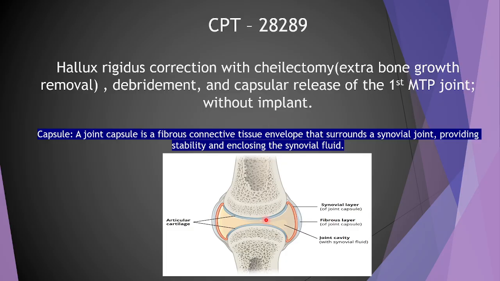So what is the capsule? Why does it need to be released? The capsule is a simple fibrous layer. Here I have taken the knee as an example. A joint capsule is a fibrous connective tissue envelope that surrounds the synovial joint. Here is the synovial fluid between the two bones. In the synovial joint there is a synovial layer, and outside that layer there is a fibrous layer known as the joint capsule, that provides stability and encloses the synovial fluid.